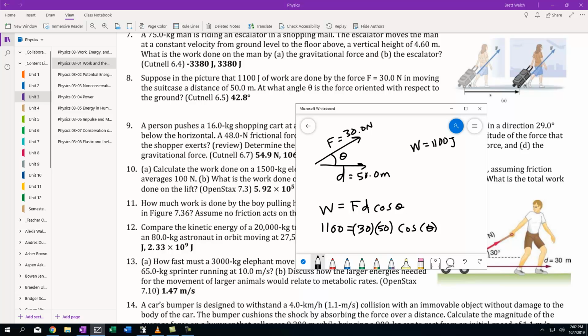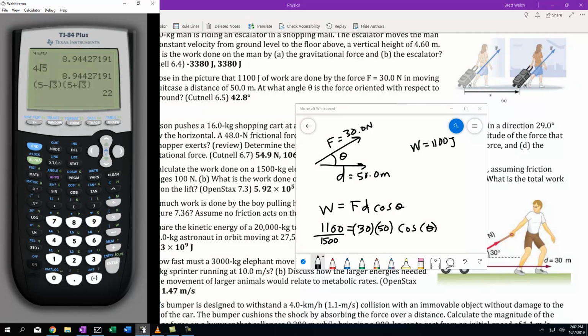So 30 times 50 is 1,500, so we would divide by 1,500, and then we would get, let's grab our calculator here real quick, 1,100 divided by 1,500, that gives us 0.73 repeating, equals cosine of theta. And of course, we'll just take a cosine inverse of both sides. So I'll do that real quick on the calculator. Second cosine of that answer.